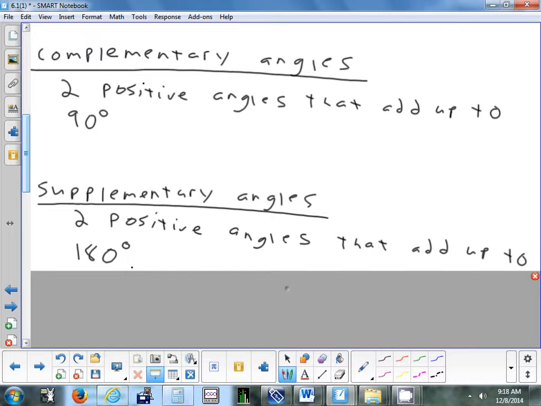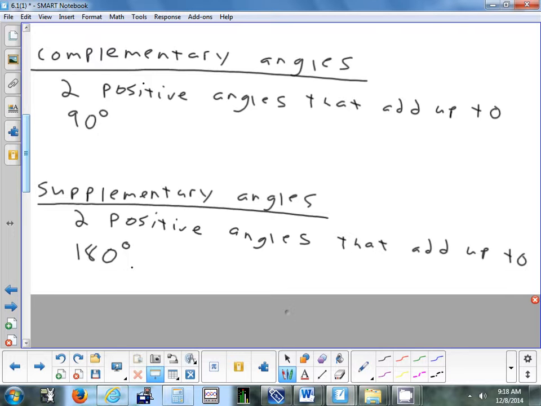Now there's no condition on these angles actually having to be touching. Okay, sometimes in geometry we talk about what's called a linear pair. Angles that are adjacent and add up to 180. But if we could take these two angles, take one like that. Let's take one like this.